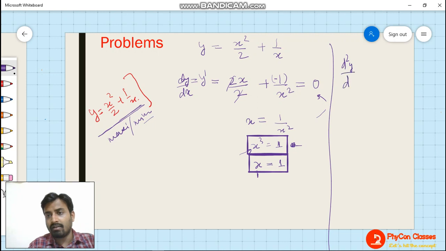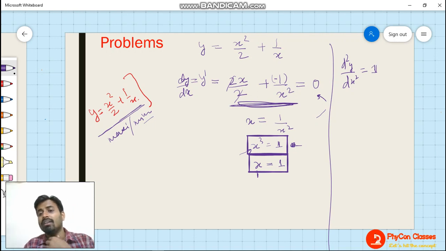d2y by dx square. So the second derivative of this equation, just differentiate this one again. So the derivative of x is 1, fine. Then the derivative of minus 1 by x square, if you find it using the same technique, will be equal to minus 2, so it will become minus 1 times x to the power minus 2.